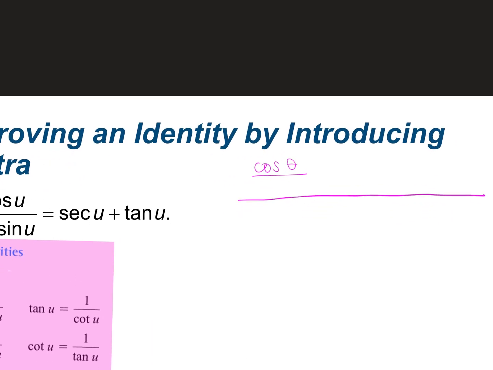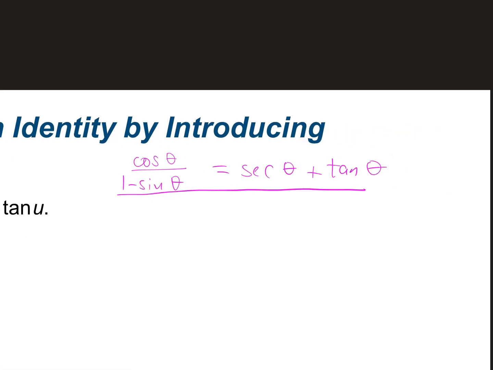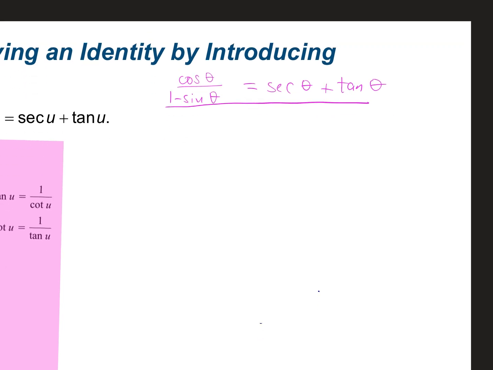Over 1 minus sine theta equals secant theta plus tangent theta. Now, last period, I said, guys, just look at this for a second. Like I said, you'll start to see stuff. Just looking at the left-hand side and looking at the right-hand side, which one looks more difficult?